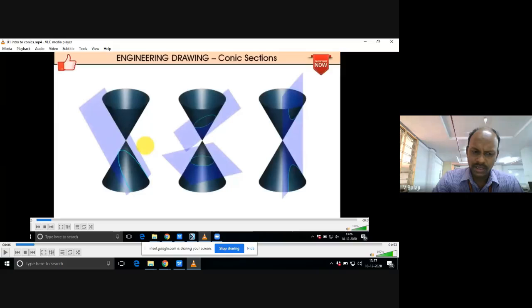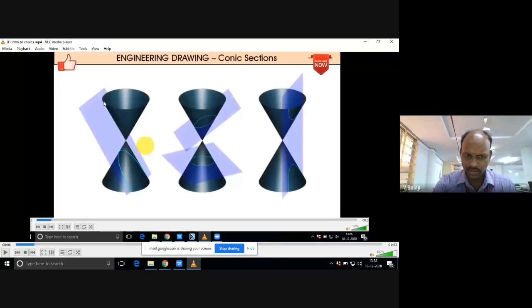Today we will see how to draw some conic sections like parabola, ellipse, and hyperbola. Before that, look at the figures I am showing you on the screen. This is a right circular cone. If you cut the cone at different angles, you will get different conic sections. You are looking at three different cutting planes, right?